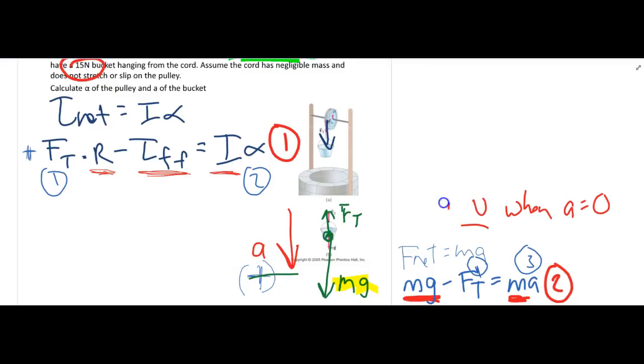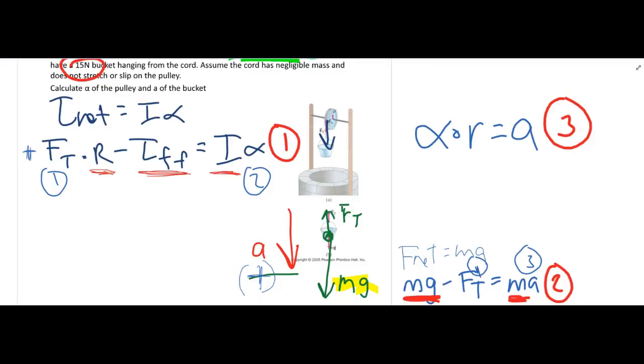Which way could I have another equation? Well, I need an equation that relates a and alpha. Wait a minute, I know one of those. Angular times R equals linear. So here is my third equation. I can merge these all together. So let's solve for alpha.